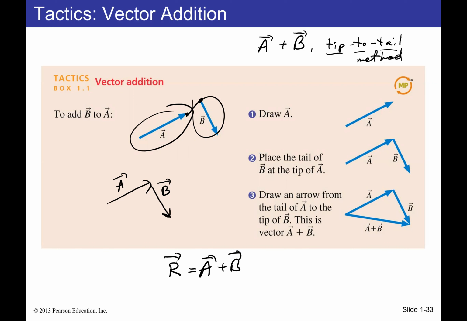Let's call this resultant R vector. This vector will always start from the very initial point, let's say this is the initial point, to your final point. That means the tail of A to the tip of B. And this will be your vector R in this case, which is the resultant. When you add those two vectors together, you're basically getting a third vector, which has a magnitude and direction, right?